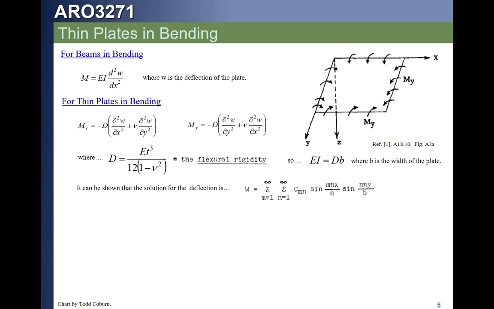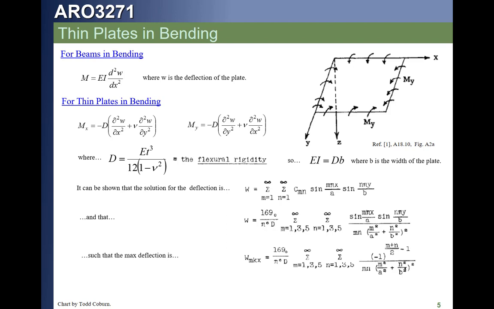Now, when we have these two equations, the solution for the deflection, once again, our W is our deflection, can be given through a Taylor series expansion, where we're going to have a summation in each direction of some coefficient with a sine term of each. And if we plug in our boundary conditions and simplify this, we can write it this way. Our max deflection is given by this equation here. The total deflection, or maximum deflection, is some constant over some pi constant with the flexural rigidity and a summation for each of the modes according to this term.